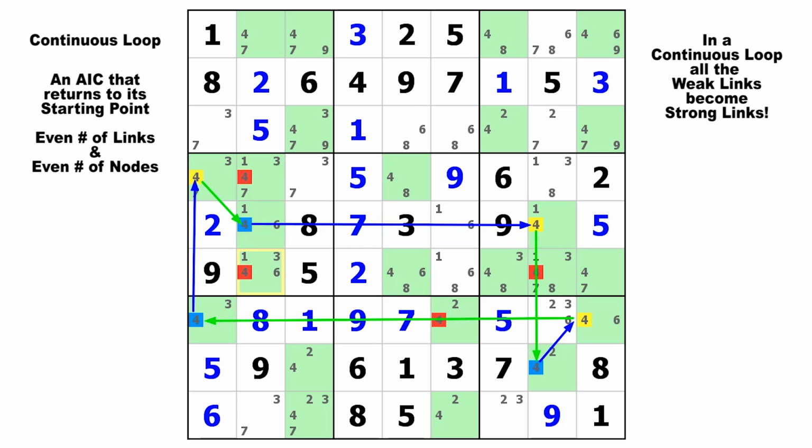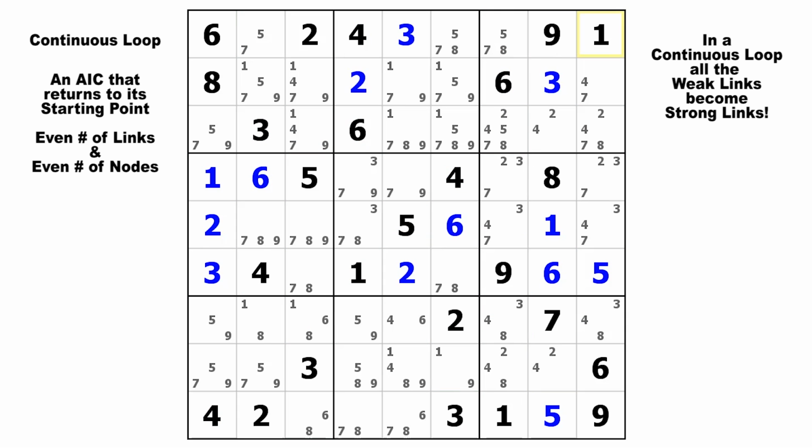All right, let's do another one. All right, here on candidate 8, we have an X chain of 7 links. So here's a strong link, a weak link, a strong link, a weak link, a strong link, a weak link, and a strong link. But our two endpoints lie in block 3. So that means we have a continuous loop. And so wherever there is a weak link, we can eliminate all other candidate 8s from that house.